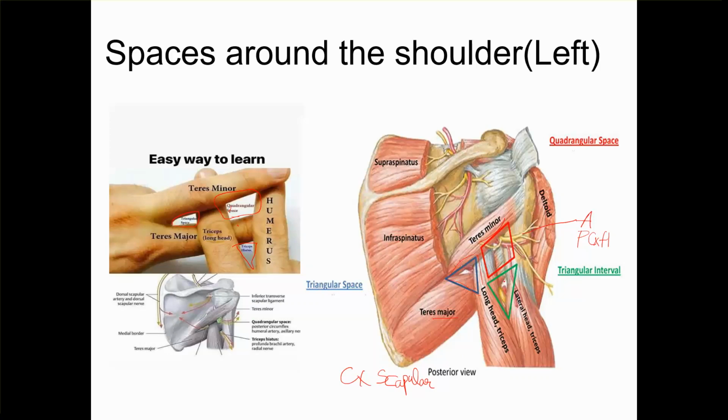Then coming to the lower triangular space, it is formed by the humerus, then the long head of triceps and teres major. Now what are the structures here? Here also you have one artery, one nerve. It will be the radial nerve, and the artery will be the profunda brachii artery.